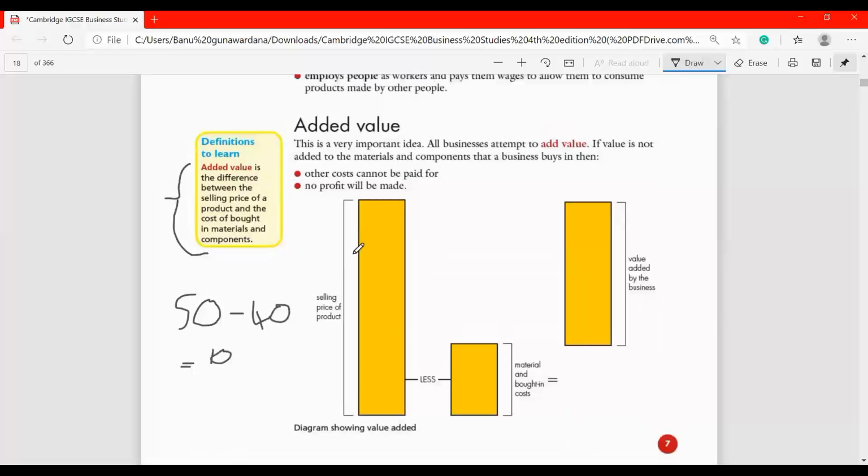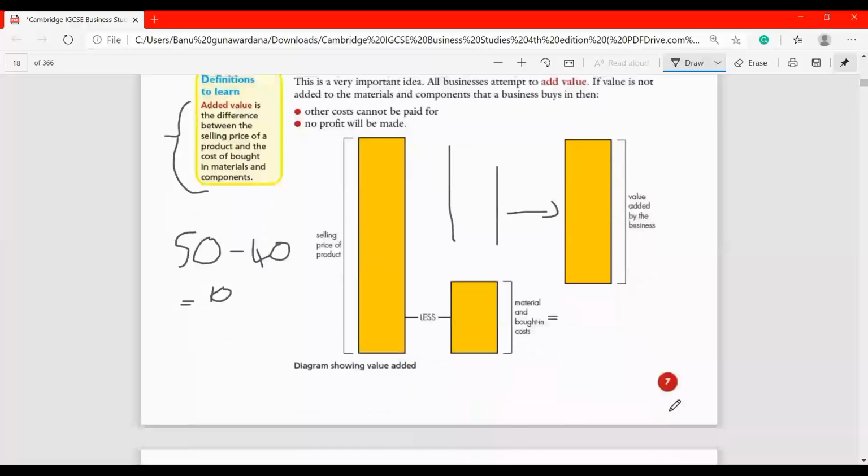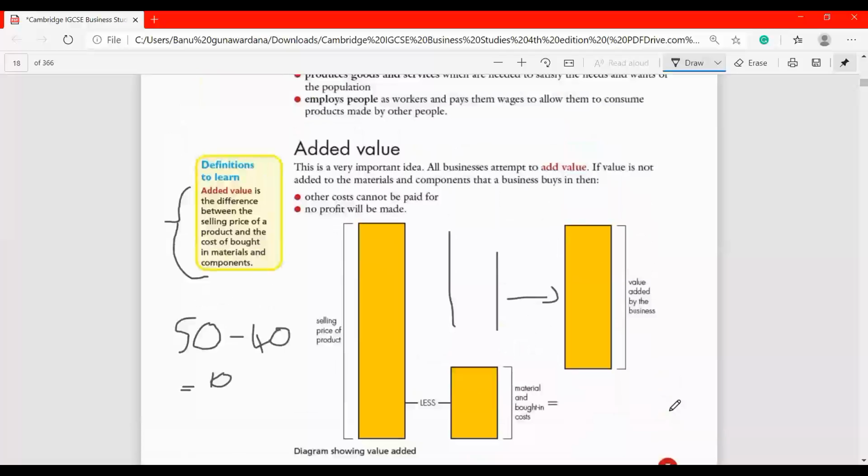So here, as this chart implies, if this is the selling price of a product and if this is the material and bought-in cost, this remaining part is known as the added value. So why is added value important for a business? Why is it important?